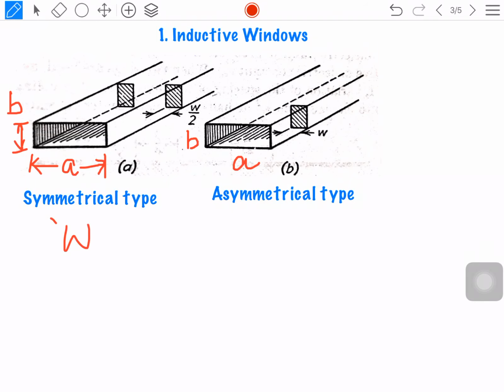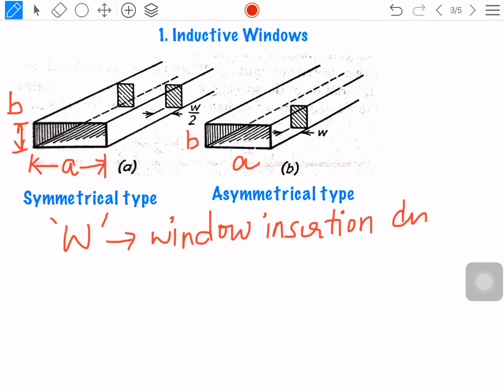What is this W? It is the window insertion distance. See, in figure A, I have two diaphragms, one from either side. Each has a width of W by 2. The overall width will be simply W.